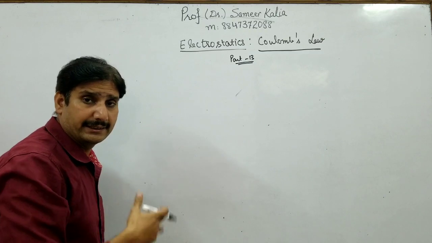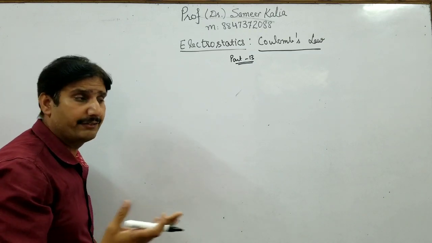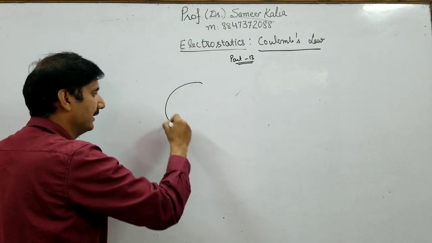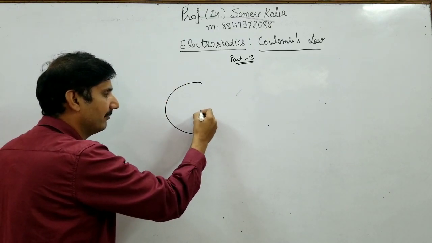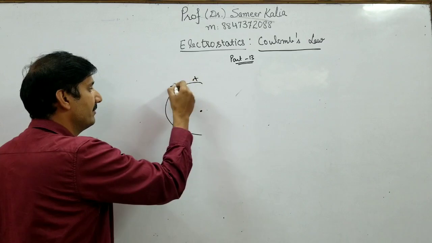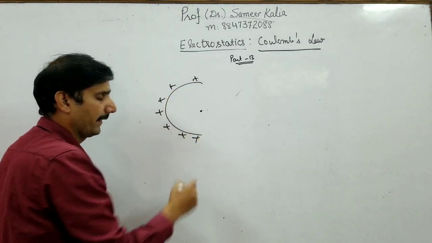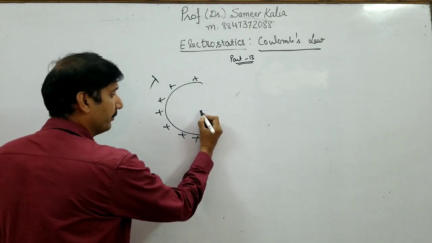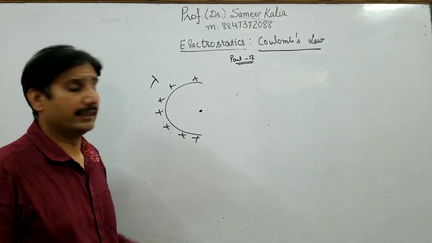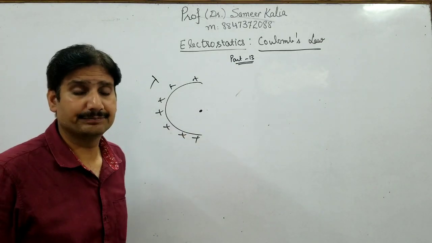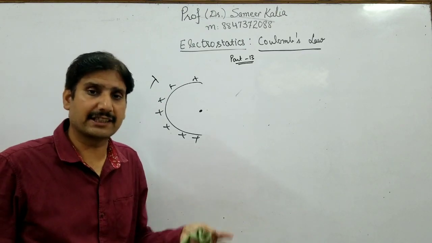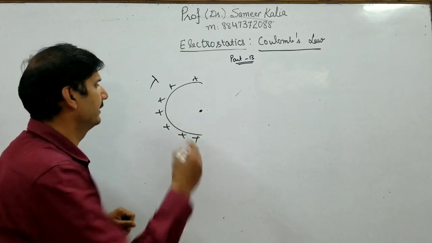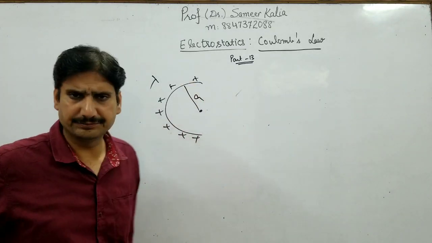What we found out in the last article was the electric field due to a complete circle at a point on its axis. What about a semicircle? A charged semicircle having linear charge density lambda, at a point at the center of the semicircle. At the center of the circle of which the semicircle is a part. Electric field at this point. Take radius to be, let's say, A.